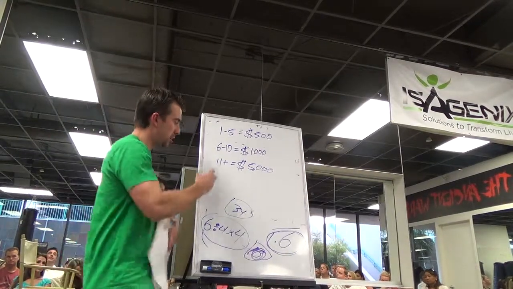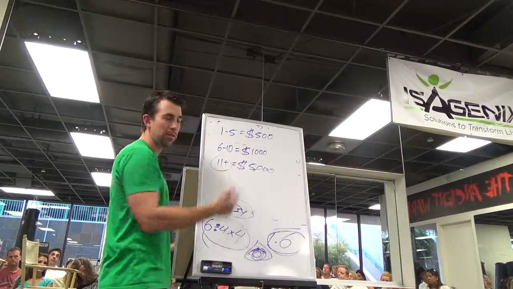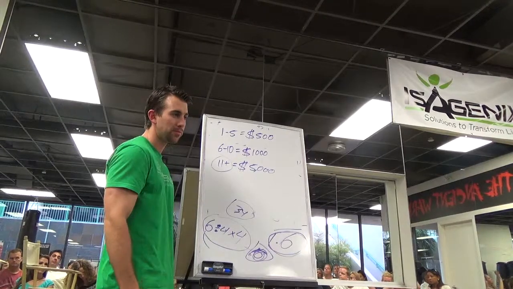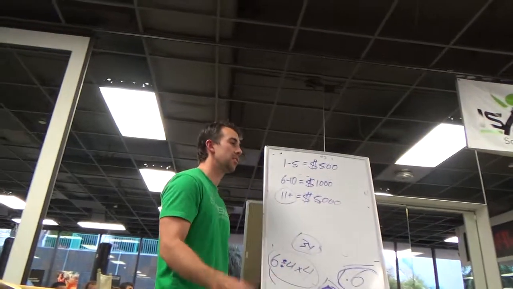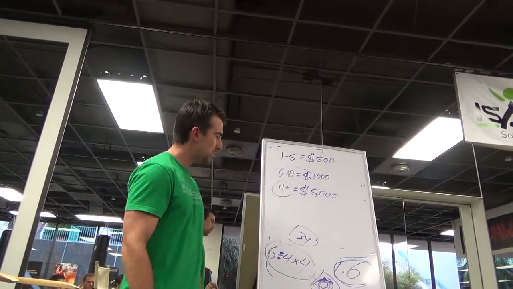But I'll tell you, you always want to shoot for 11 or above. So for directors, it's 3 months, and then for executive, it's 6 months. Yeah. So that's a good question.